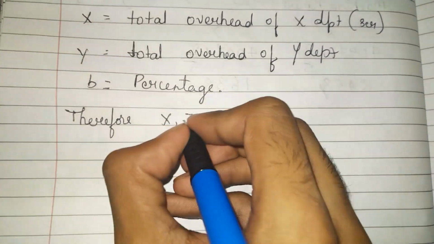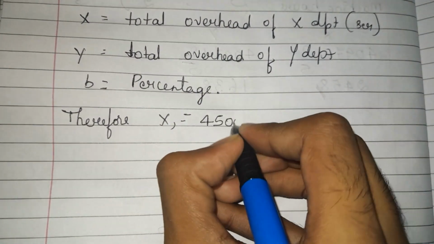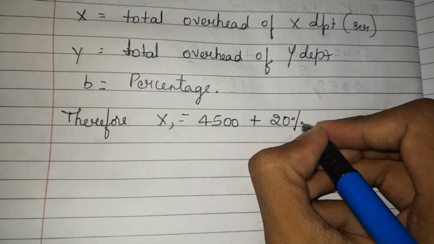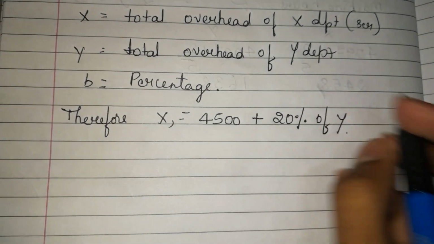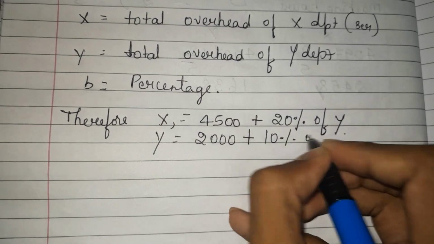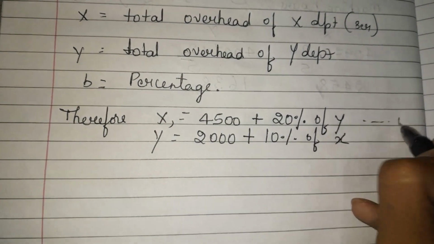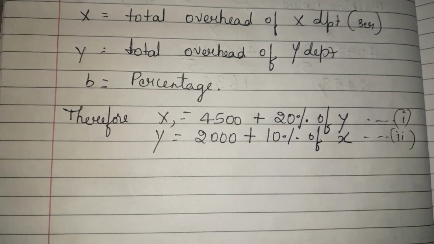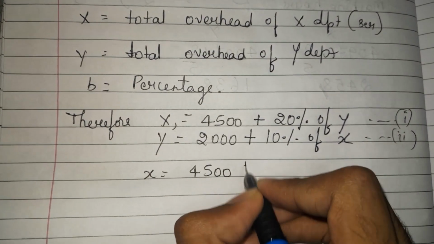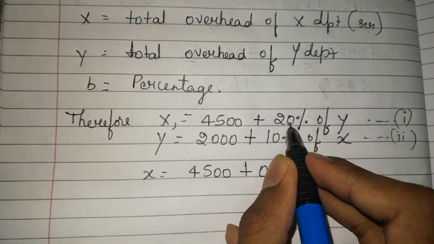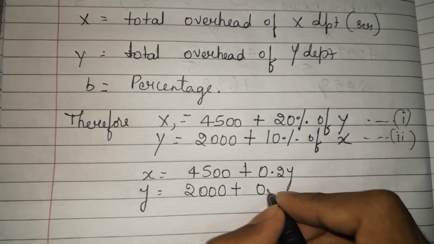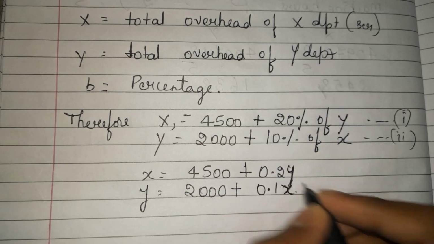X department is equal to, what is the total overhead of X department? That is 4,500 plus b. b is the percent. X department's percent is 20% of Y department. Next, Y department will be its total overhead 2,000 plus its percentage is 10% of X department. So this can be denoted as equation 1 and this as equation 2. I can write it in a simpler way: x is equal to 4,500 plus 0.2 of y. I have converted this percentage. Then y also I can write as 2,000 plus 0.1 of x. So these are the equations.